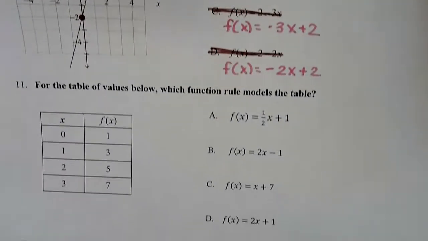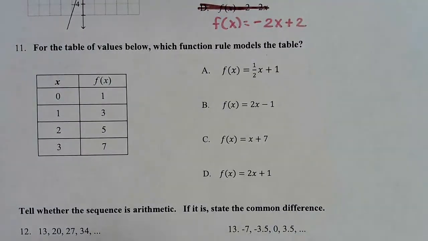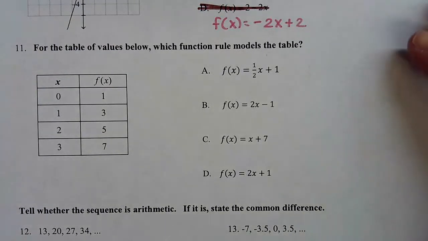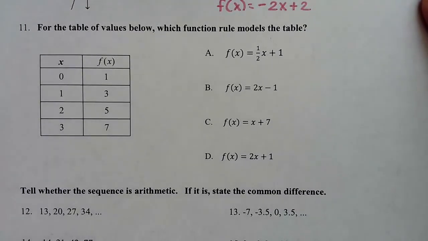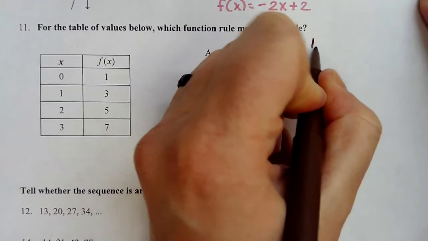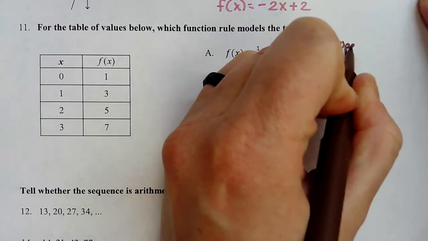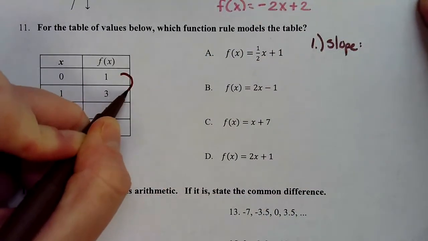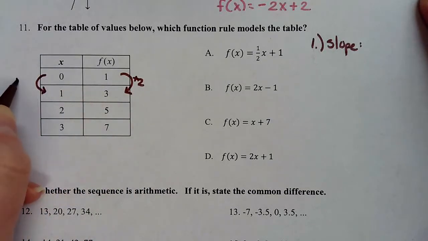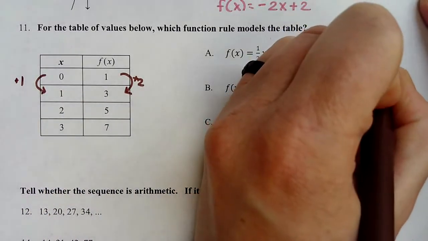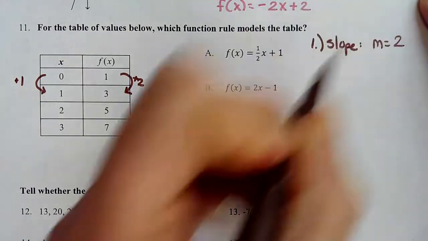For number 11, you are looking at a table of values to write the function rule. This was in section 3.2, day 2. We went through 4 different steps, and step 1 was to find the slope. To find the slope, you figure out the change in y, which would be 2, over the change in x, which is 1. So your slope would be 2.